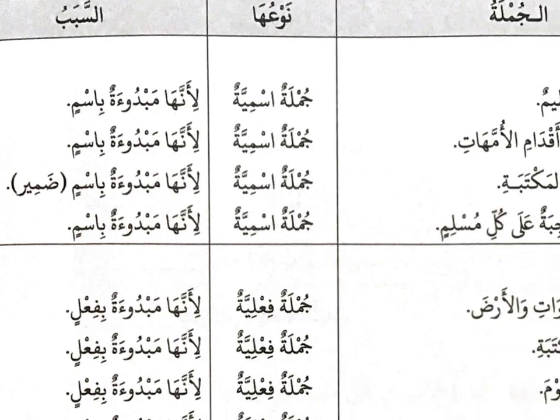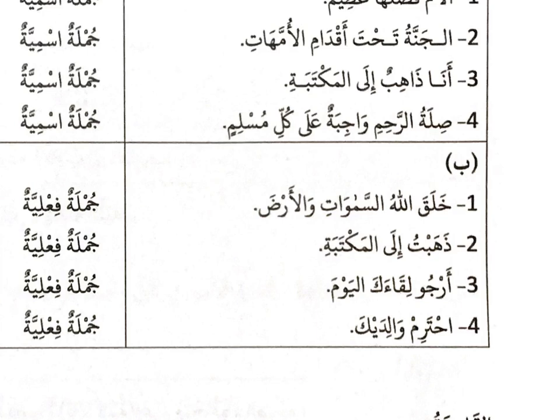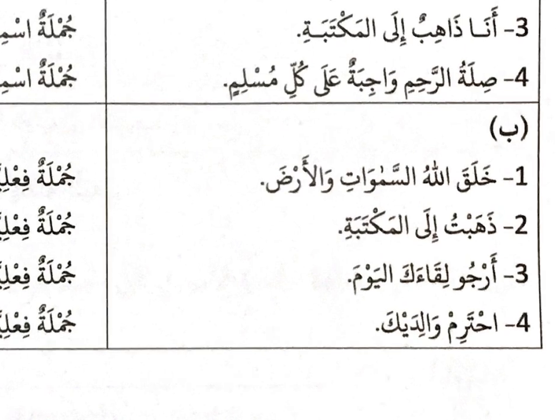Now we look at the second group, which is the second type of the jumla, jumlatun fi'liyatun. الجملة الأولى: خلق الله السماوات والأرض. خلق, created. Allah, the heavens and the earth. Allah created the heavens and the earth.